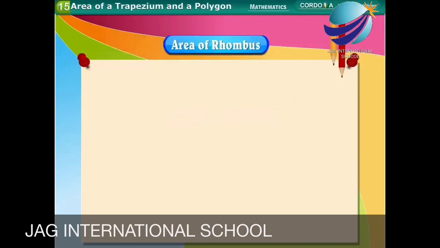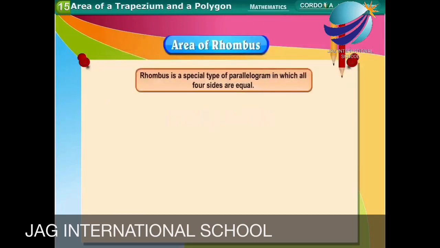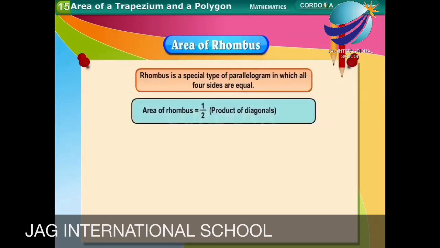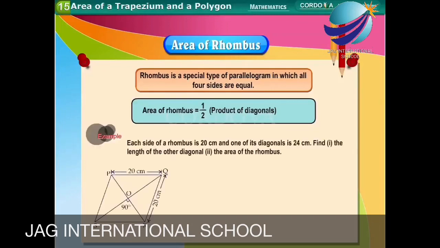Area of rhombus. Rhombus is a special type of parallelogram in which all four sides are equal. Area of rhombus is equal to half product of diagonals. Example, each side of a rhombus is 20 centimeters and one of its diagonals is 24 centimeters. Find 1. The length of the other diagonal. 2. The area of the rhombus.